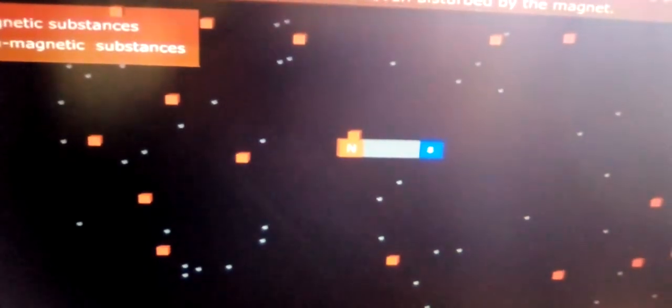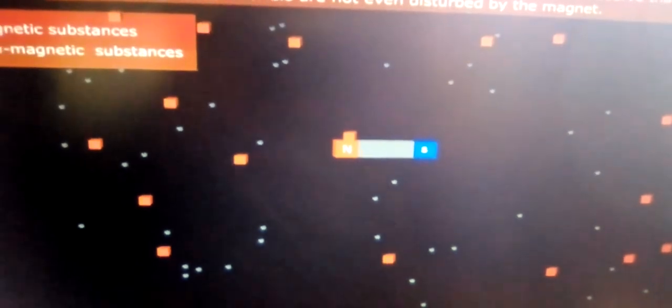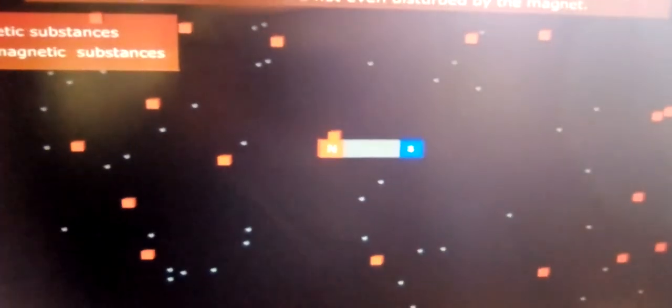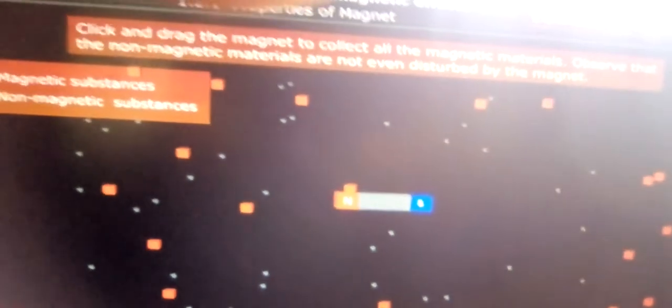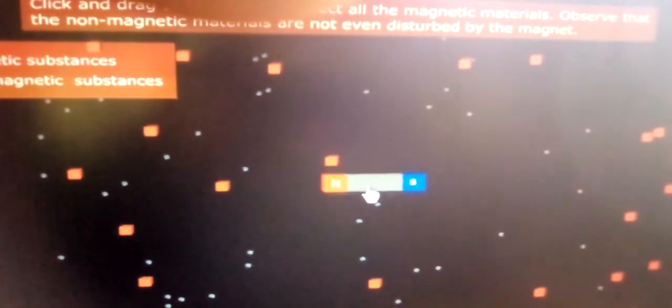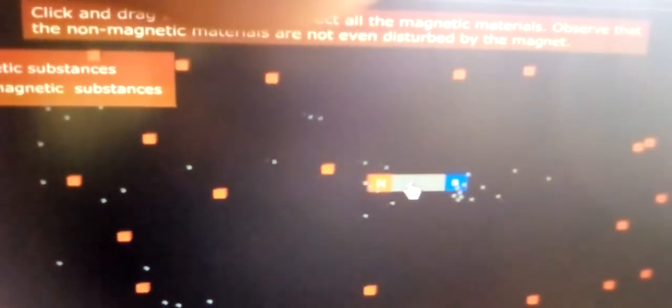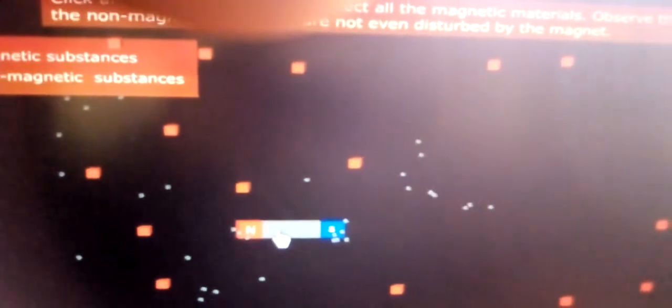Another property: the magnet attracts magnetic materials only. When we move our magnet in a mixture of magnetic material and non-magnetic material, you find that it only attracts magnetic materials, like that, and it leaves out the non-magnetic materials.